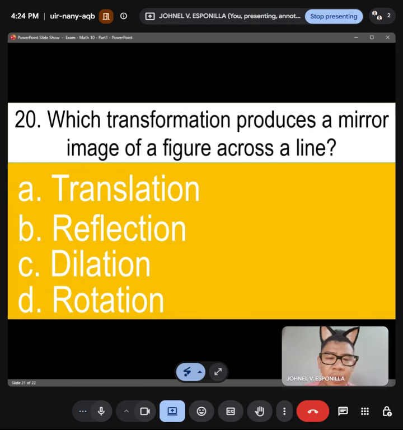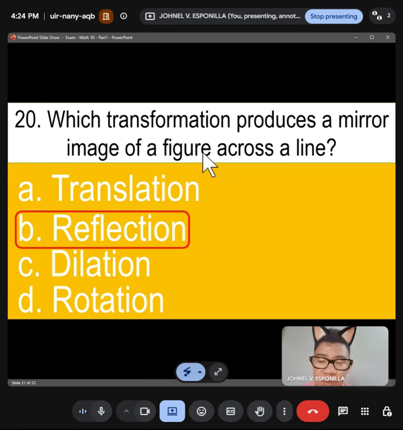20. Which transformation produces a mirror image of a figure across a line? 5 seconds go. Okay, so keyword po natin dito, mirror image. And that is reflection.